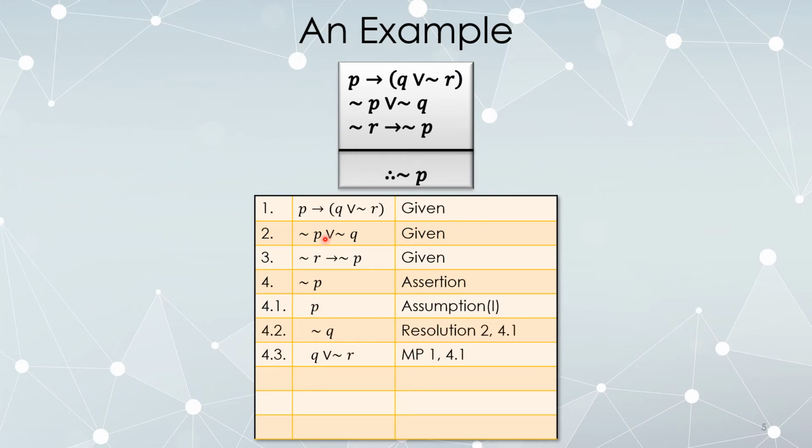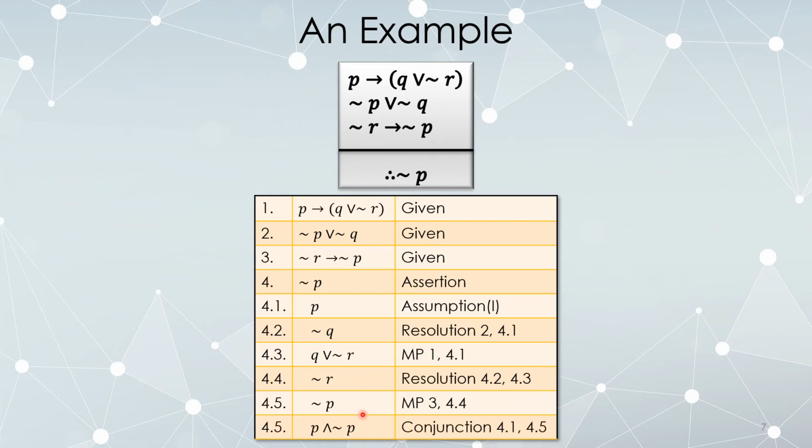For example, I can perform resolution with lines 2 and 4.1 to extract, since I don't have not P, I must have had not Q. I could have also done modus ponens with line 4.1 and 1 to extract Q or not R. Both of these could have come in either order. But notice now I have not Q, and I also have Q or not R. And now what can I do? Well, we can take the not Q and Q or not R and do resolution. Okay, if I don't have this Q, then I must have had the other side, not R. But I can also take this not R, feed it through modus ponens into this line and get out not P. Okay, so what next?